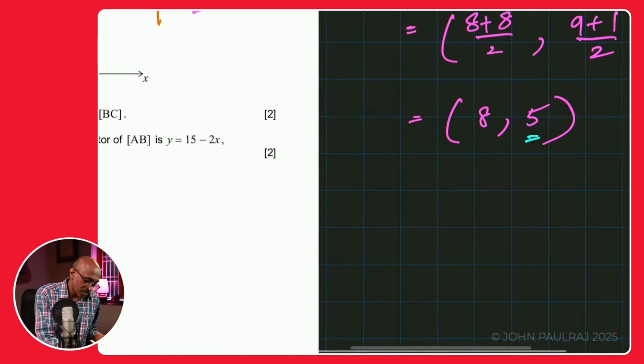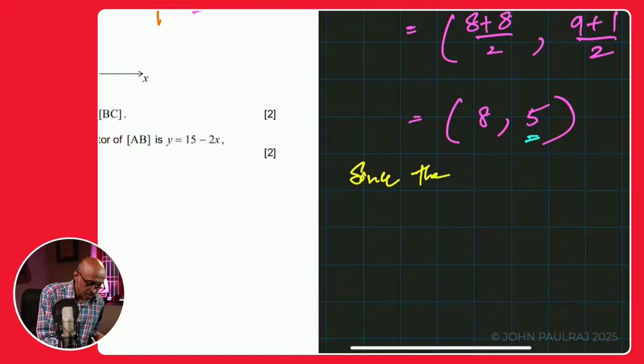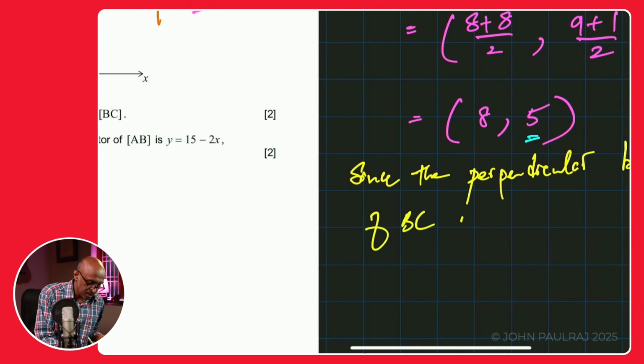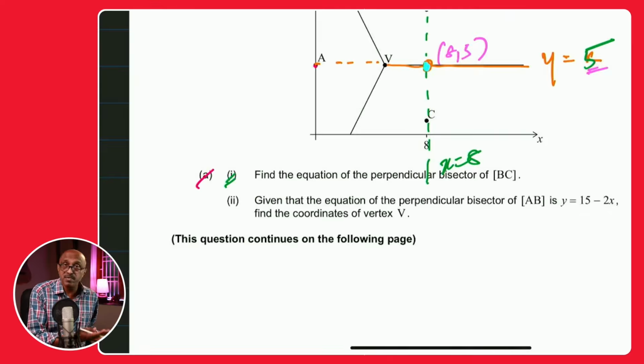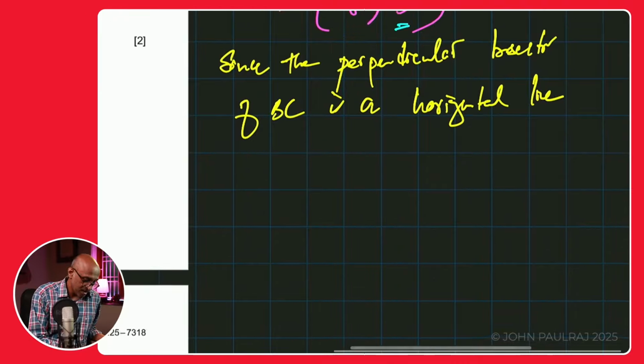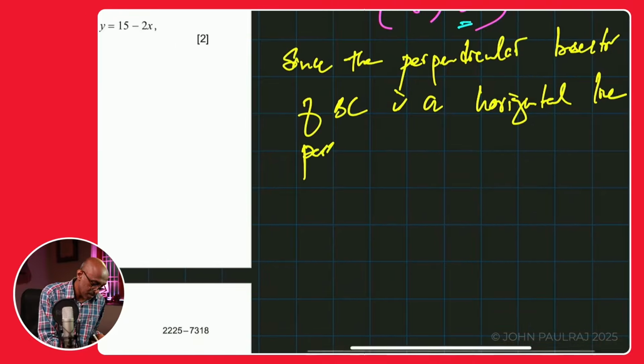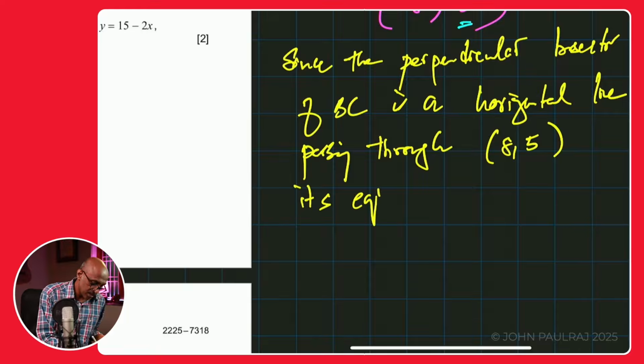Once you show that, you can write down: since the perpendicular bisector of BC is a horizontal line, and in your exam, you can actually sketch that. It's good because you can show that as part of the working. A horizontal line passing through the midpoint (8, 5), its equation is y is equal to 5. That's about it.